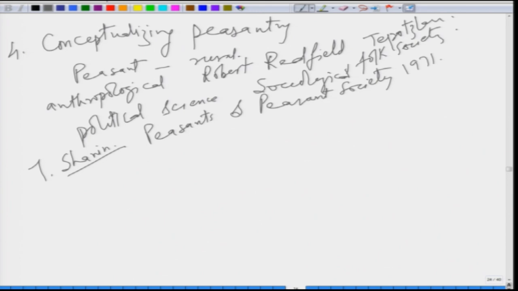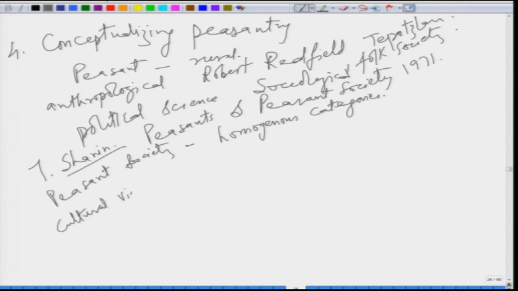But before that, let us try to have a broader understanding of how the peasants have been visualized. If we try to understand peasant society in various frameworks, we find that at the initial level, the peasantry were seen as homogeneous categories. They were seen as homogeneous categories, and in that context, we have various facets or dimensions in which the peasantry has been located. If you see the cultural viewpoint, then we find the contribution of Kroeber.